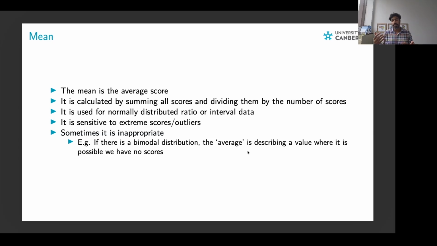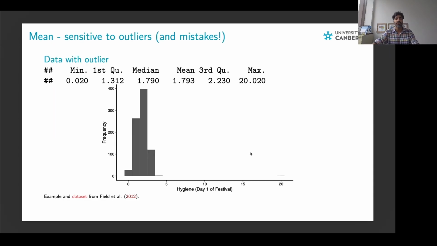And so in some cases, it may not make sense. So every time you're looking at your data, you should be thinking about what is the best representation of that data. Here is an example from Andy Field's textbook, Discovering Statistics Using R, and you can click this link to get access to the data set as well.